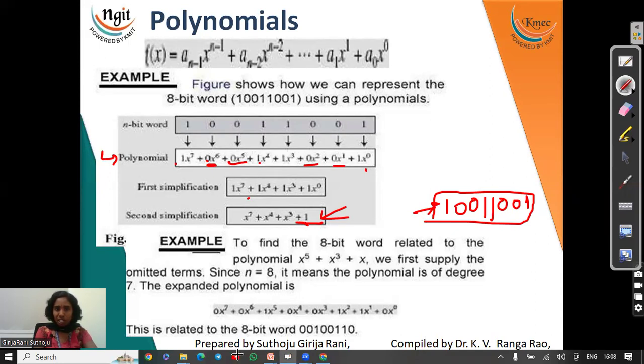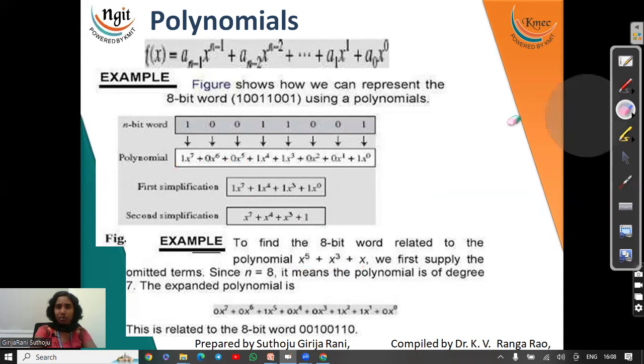The same thing we have done to this example also. I have these values as a basic thing: x to the power of 5, x cubed, plus. Only these terms I should have as ones, the remaining 8 bits should be 0. In this way, we are going to identify the polynomial in binary formats.